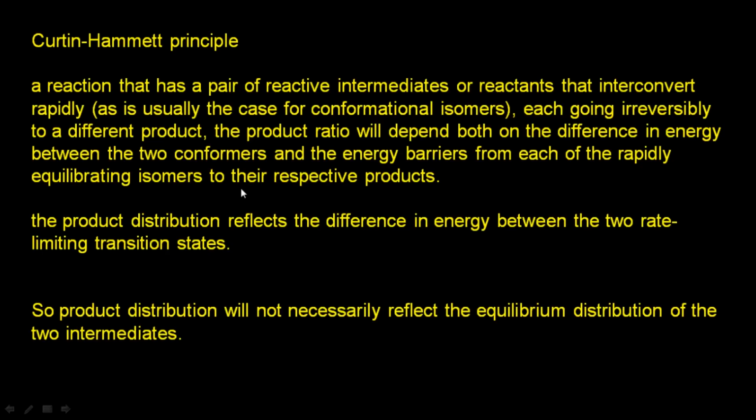So if I have a particular ratio, it is not that I will get the same ratio in the product; it will also depend on the difference in energy between the two transition states. The product distribution will not necessarily reflect the equilibrium distribution of the two intermediates, remember that. Two conformers interconvert rapidly, there is a very small difference in their energy, and then they go into product irreversibly. Because they can interconvert rapidly in equilibrium, the product distribution will be based on the difference in energy between the two rate limiting transition states.